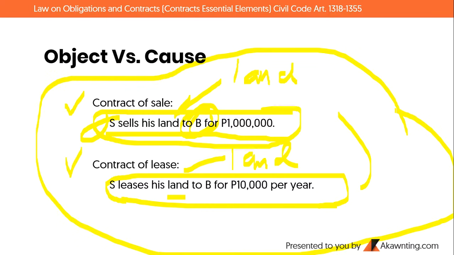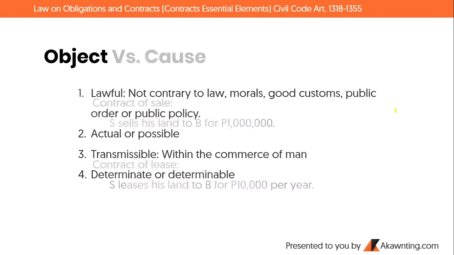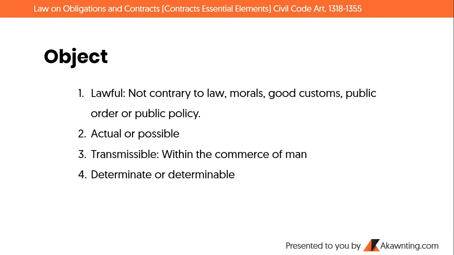Okay? So, by the way, ang object is also called, kung maalala niyo yung mga elements ng obligations natin, yung prestation, pwede ring prestation yan, or pwede ring subject matter. Okay? So, ayan. Next, punta tayo sa object. What are the requisites of an object? So, number 1, an object must be lawful. Pag sinabi nating lawful, ayun, not contrary to law, morals, good customs, public order, or public policy.